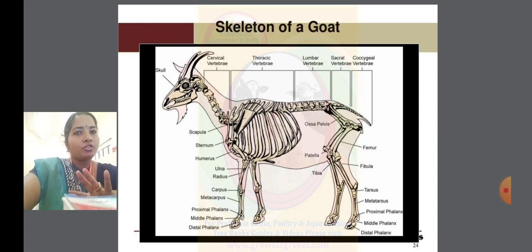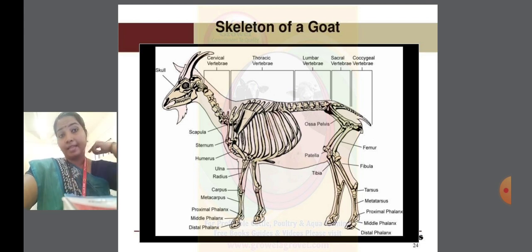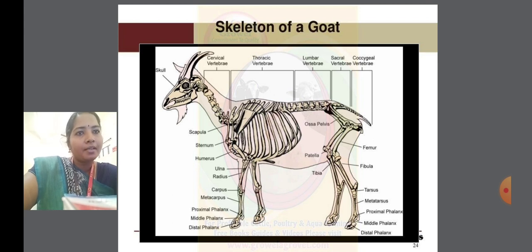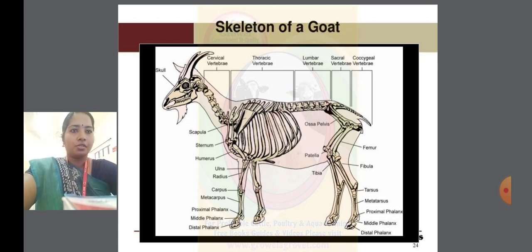The basic structure of a goat will be like this: a skull, which has cervical vertebrae. Vertebrae in the sense it's like a spinal column. It's like a neck. There will be bones on the back of the neck. So that is the vertebrae. Then thoracic vertebrae, in the sense it is in the shoulders, and lumbar vertebrae, sacral vertebrae, and coccygeal vertebrae. So scapula, humerus, ulna, radius are also there.